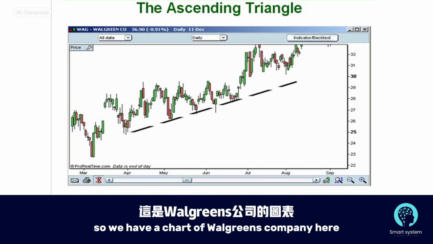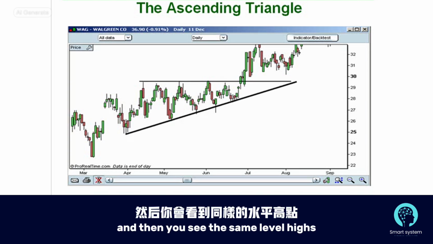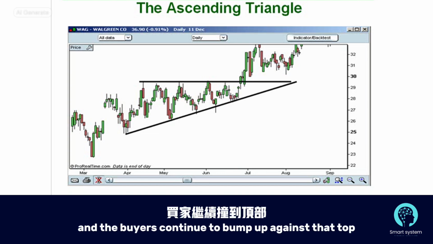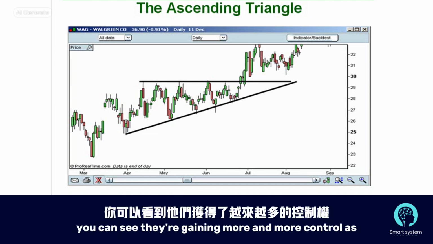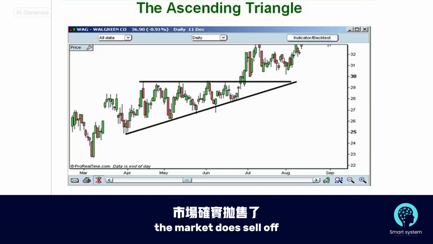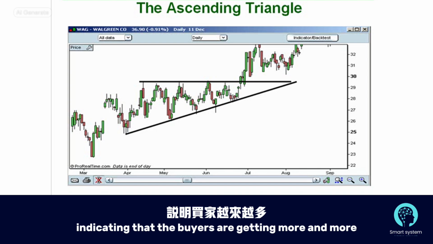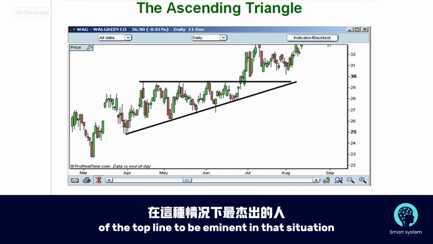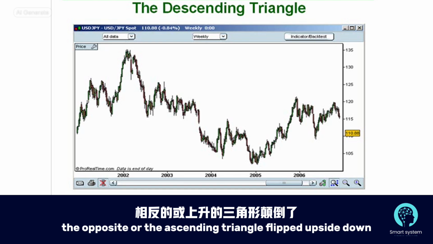So we have a chart of Walgreens company here, and you see the higher lows there, and then you see the same level highs. What that indicates is that as the buyers continue to bump up against that top resistance line, they're gaining more and more control. The market does sell off, but it sells off less and less as the pattern matures, indicating that the buyers are getting more and more control, and therefore a lot of traders are going to look for a breakout of the top line to be imminent in that situation.